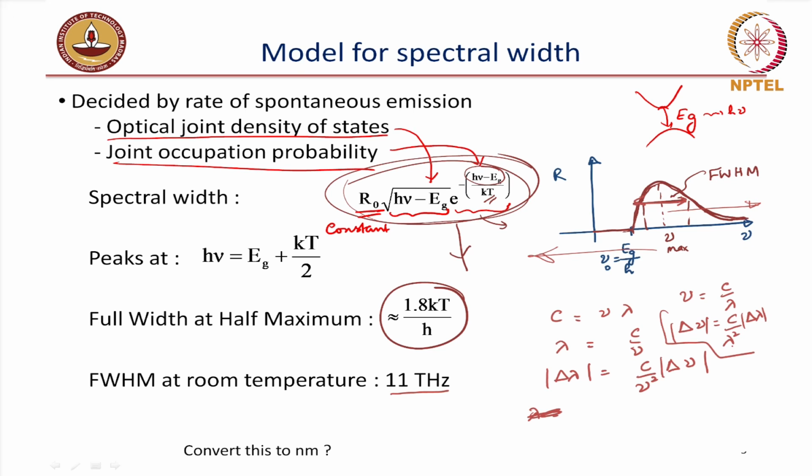What you will see is that the delta lambda, so what is delta lambda? So this is a constant, so delta lambda is equal to lambda square by C delta nu. So what you will see is that as your lambda decreases, your delta lambda also decreases. So as your curve shifts to the right and left, the width of the curve also keeps shifting. That's because it is the delta nu which is an absolute constant, and its width in terms of delta lambda is dependent on actual lambda. So that's something interesting. So you can try converting this to nanometer.